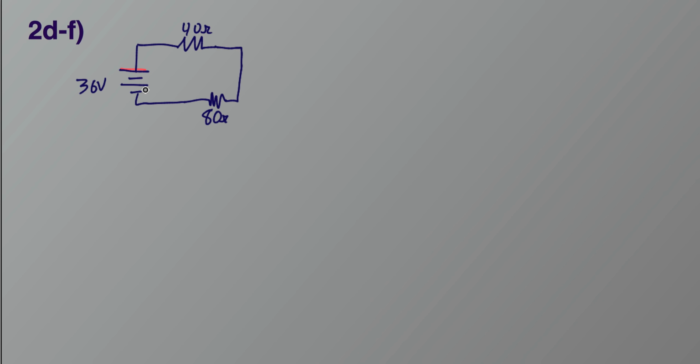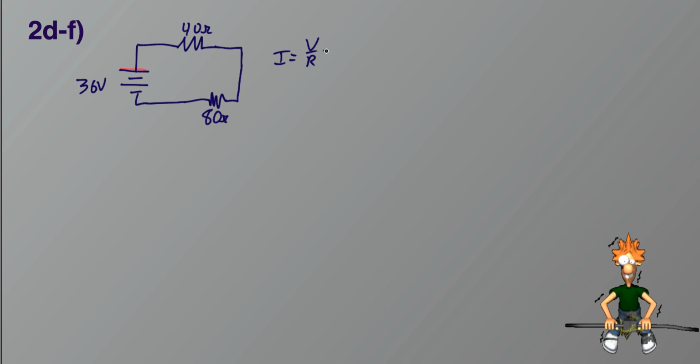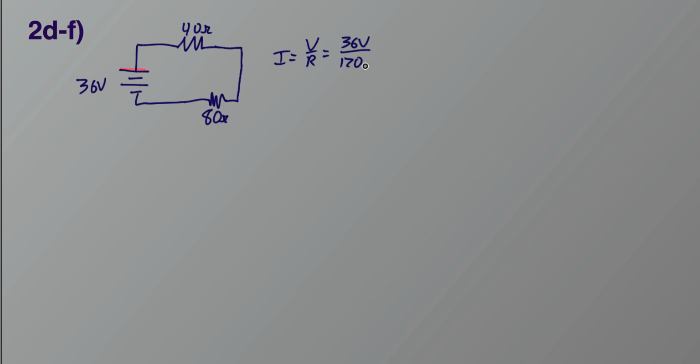Find the current in the battery. Well, it's a series circuit in our equivalent circuit, which means the current is the same everywhere in the circuit. That current is going to be equal to our potential difference divided by our equivalent resistance, which is 36 volts over 120 ohms, or about 0.3 amperes.